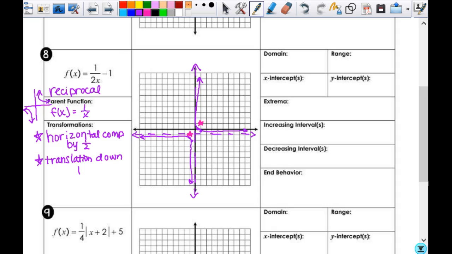So now that we have it graphed, we can start studying the domain and all of this information. So for this graph, what's our domain going to be? -infinity to 0, and then what? 0 to infinity. What about the range? -infinity to -1.